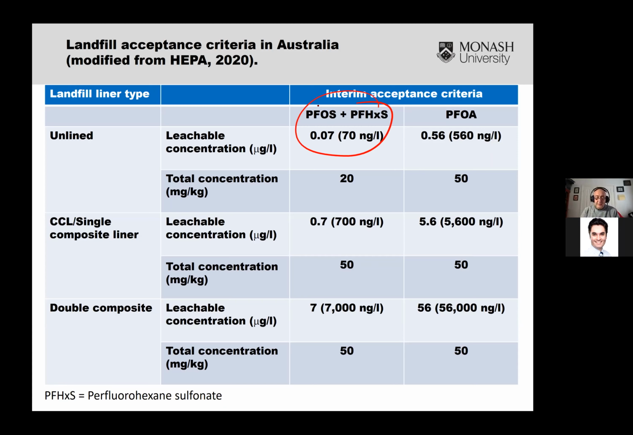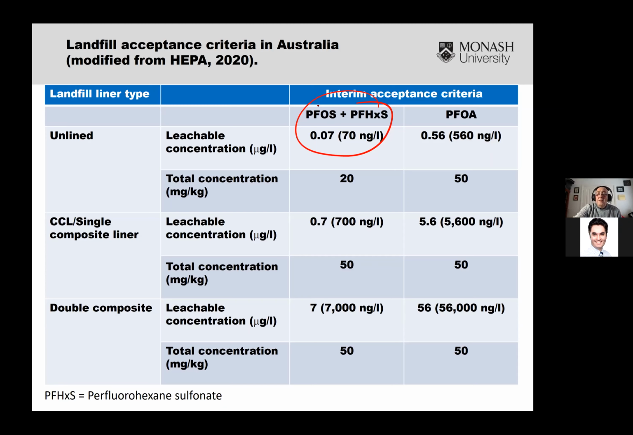PFOA has not been identified as a persistent organic pollutant. Therefore, it doesn't figure. It's not classified as such, but it is classified as a class 2B carcinogen. And that means that it is possibly carcinogenic. And this is based on very limited evidence.